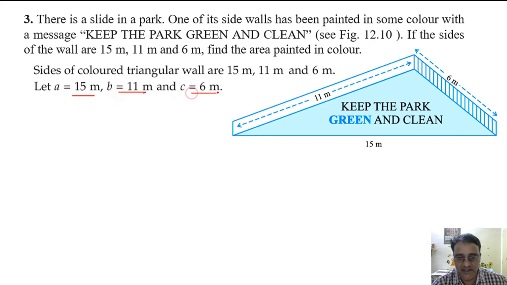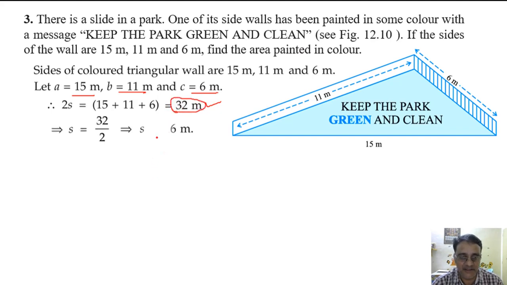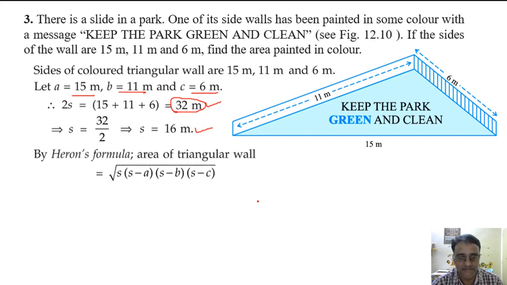So what is the perimeter here? 32. Right. We'll get 32 meter. So what is the semi-perimeter? S. 16 meter. Right. Very good. So now we will use that formula, Heron's formula. S into S minus A into S minus B into S minus C. Now substitute all the values. 16 into 16 minus 15, 16 minus 11, 16 minus 6. So this is 1, this is 5, and this is 10.